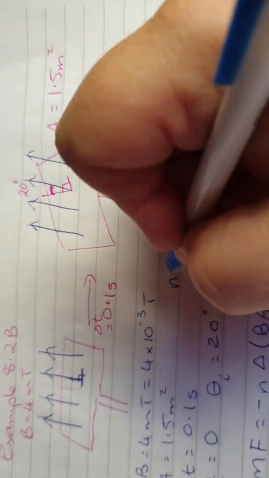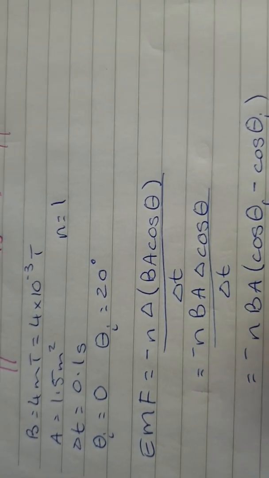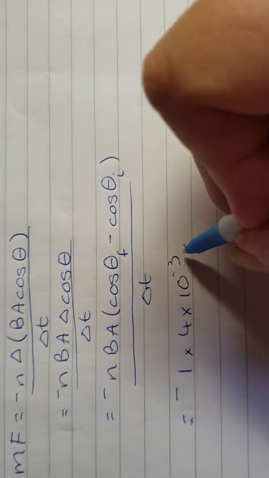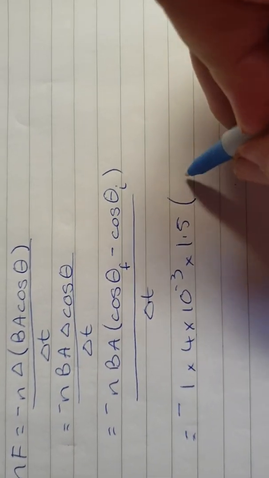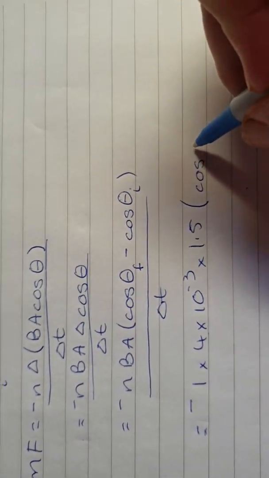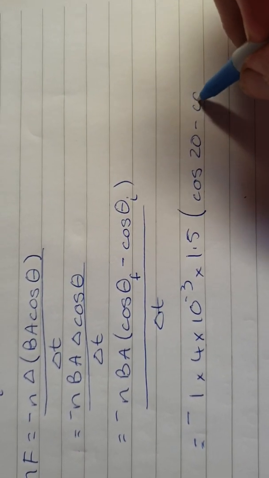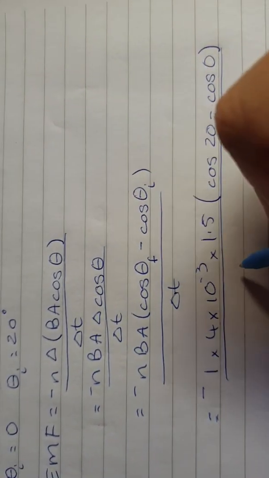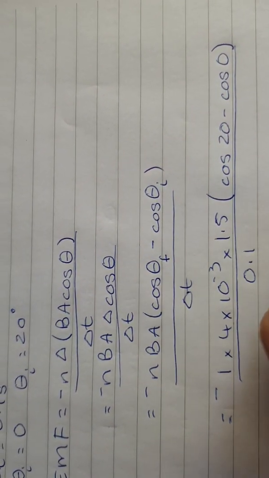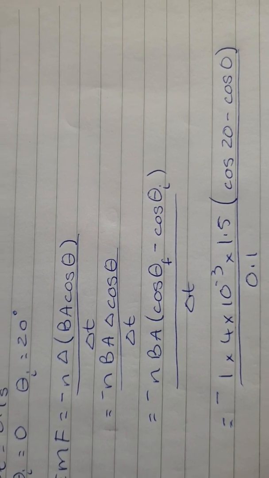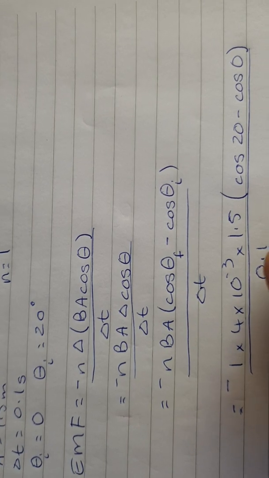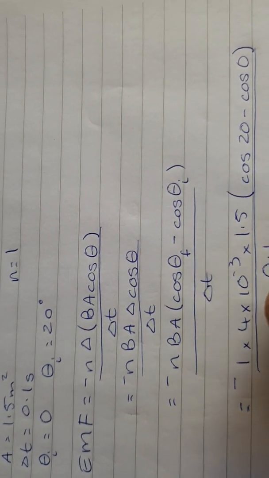Righto, so N I didn't write down at the start. There's just one loop, so N equals 1, negative 1, times the magnetic field strength, 4 by 10 to the negative 3, times the area, 1.5, and then we'll have cos 20 minus cos 0 divided by the time change, which was 0.1. Put that all in your calculator and you end up with 3.6.